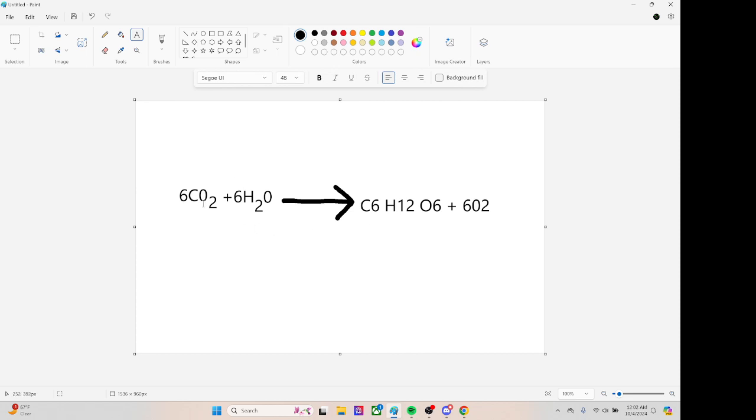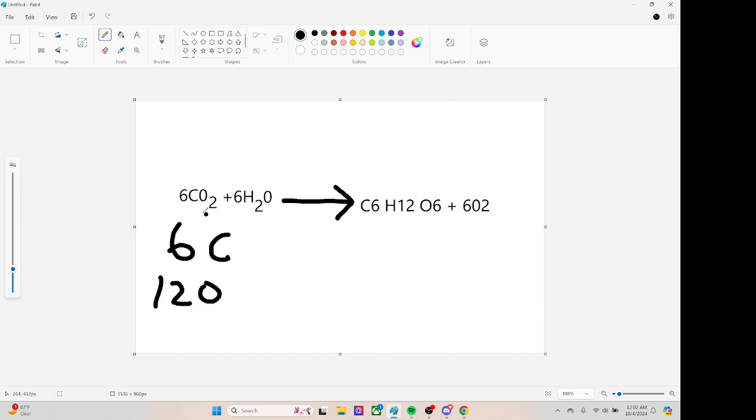For example, right here we have 6 carbon. We can count the amount of carbons we got here. So we got 6 carbon. And here we got 12. So here 6 times 2 is 12, so we got 12 oxygen on this side. And here we got plus 6 oxygen, right? 6 with 12. 6 oxygen here, 6 oxygen here.